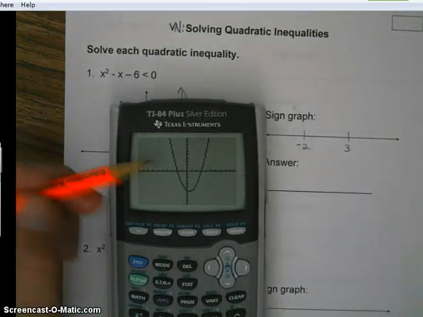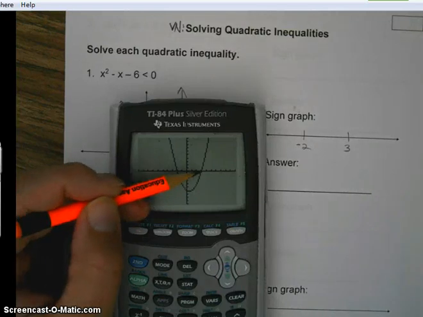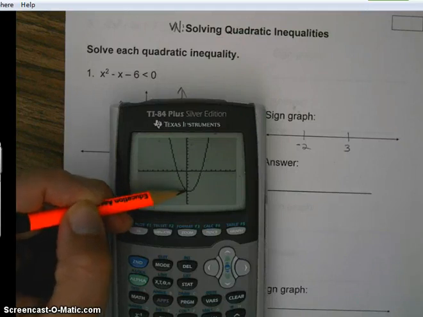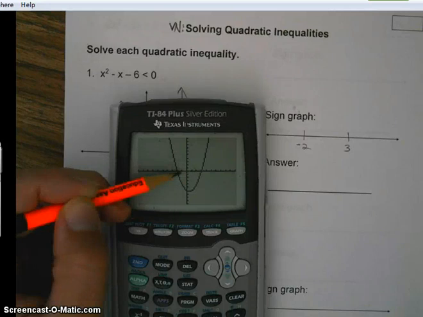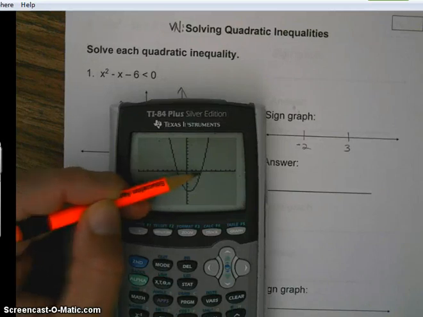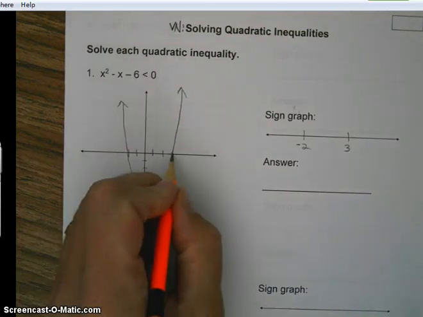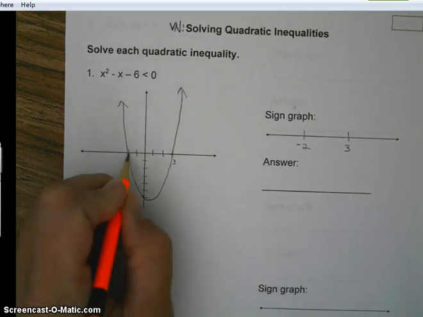And what I looked for is my solutions, my x-intercepts here and here, and it came out to be (3, 0) and (negative 2, 0). And then I looked down here and I noticed my y-intercept was at (0, negative 6). Make sure you get your intercepts. That's important. (3, 0) and (negative 2, 0). So I have a solution at 3 and then one here at negative 2.